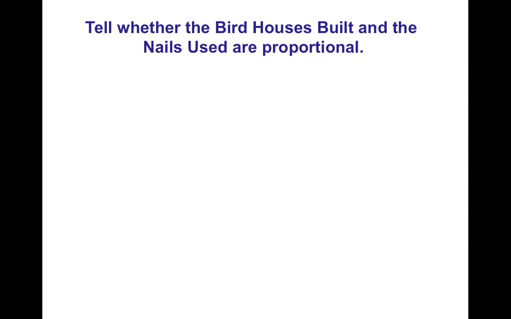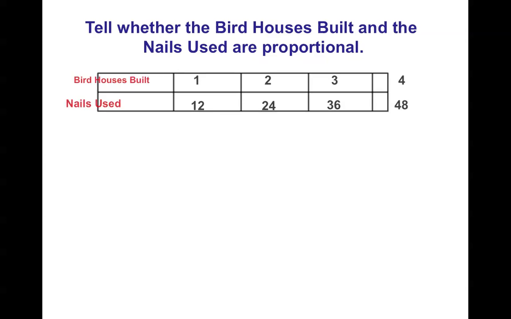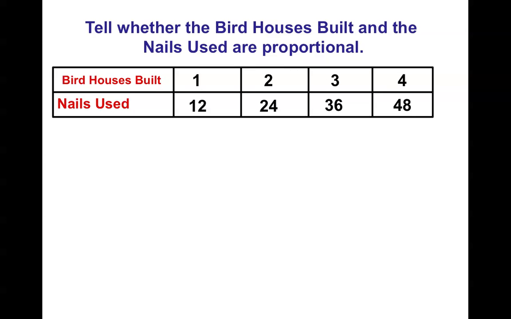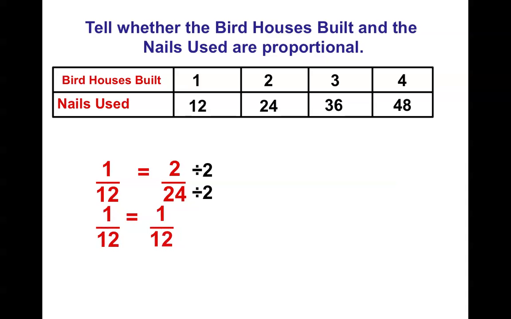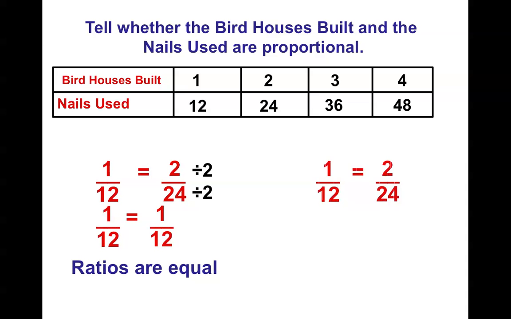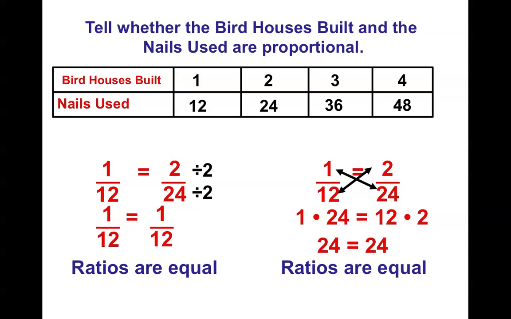All right, so now another thing that we could do is we could have a chart. And we could find out if the number of nails used to build these birdhouses was proportional. All I have to do is grab any two. So I have 1/12 over 2/24. Well, if I simplify, I get 1/12 equals 1/12, and their ratios are equal. These are proportional. Or I could cross multiply. I get 24 equals 24, and once again, I get the right answer.